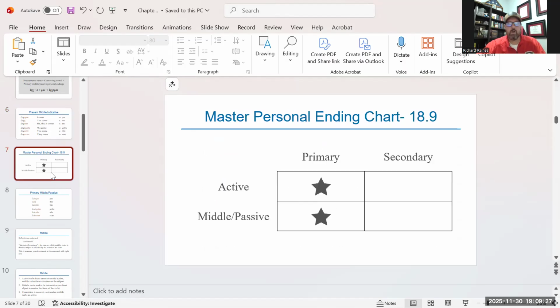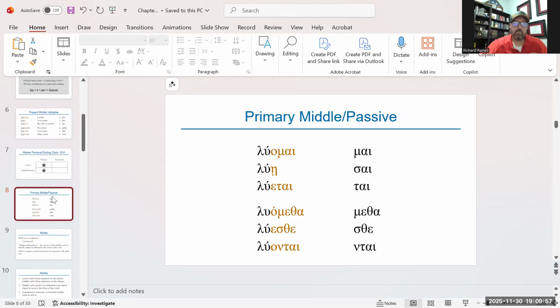So this is where you are. You can look at chart 18.9. This is something that is really important to the author of the textbook, that you know where you are in learning the personal endings for the verbs. So if you look at the chart in section 18.9, you'll see that you've now covered two. Well, you hadn't covered it yet because we haven't talked about passive. But in this chapter, you were covering the second of four master personal endings.